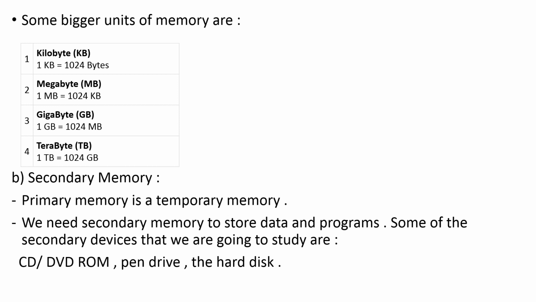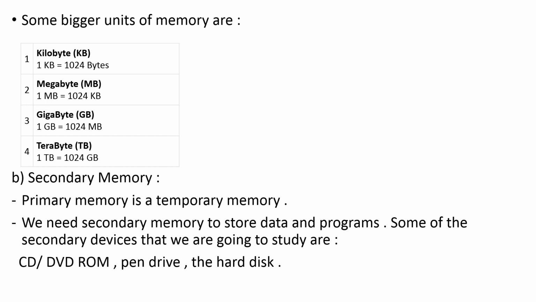Now there are some conversion units of memory, just like 1 kilometer is equal to 1000 meters. Similarly, there are some bigger units of memory, and first is kilobyte. 1 kilobyte is equal to 1024 bytes. Then next is megabyte. 1 MB is equal to 1024 kilobytes. Then next is gigabyte, GB. 1 GB is equal to 1024 MB.